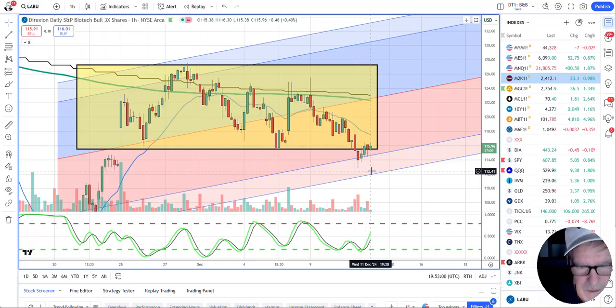It may be, now that we're back inside this yellow box, that this trading range will hold, that 116 is the low, 127 or so is the high, and we can trade it all the way up there. If it breaks out, we can hold on to it even longer.